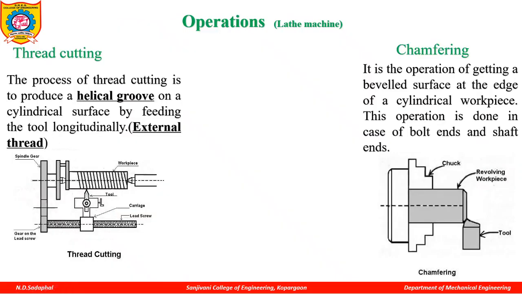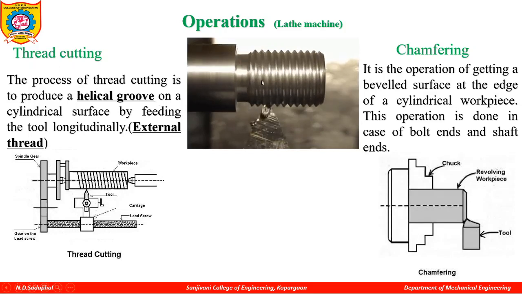Then thread cutting operation. Thread cutting is operation used to produce an external thread on the workpiece. All of you know the nut and bolt. Inside the nut, internal threads are there, and on the bolt, external threads are there. So on the bolt, external threads are produced by using this thread cutting operation, like this.